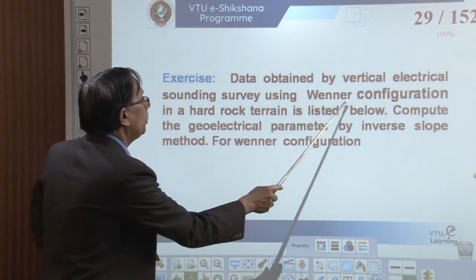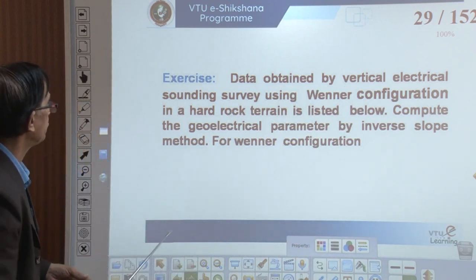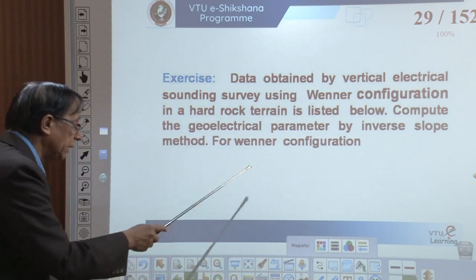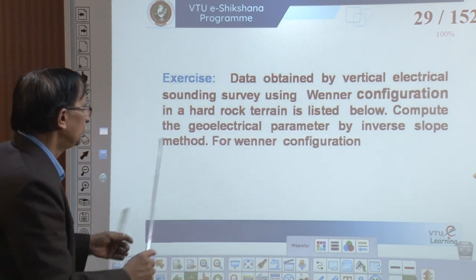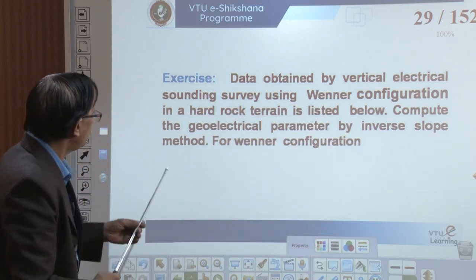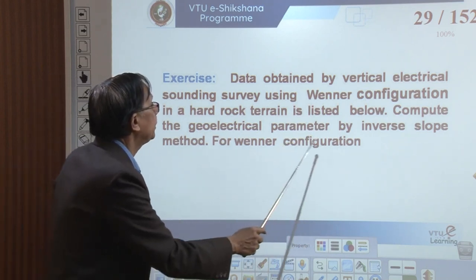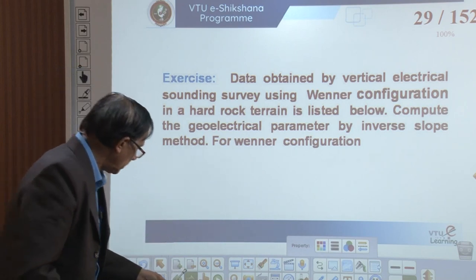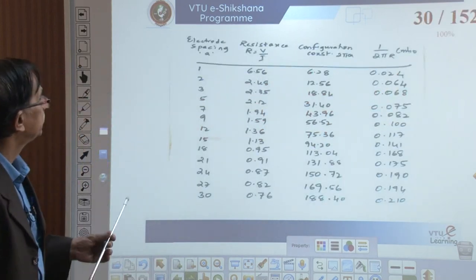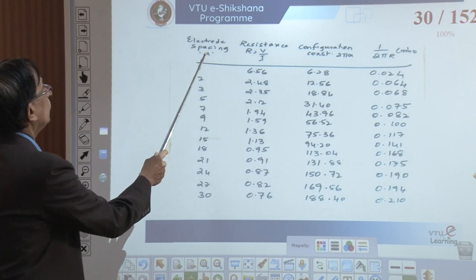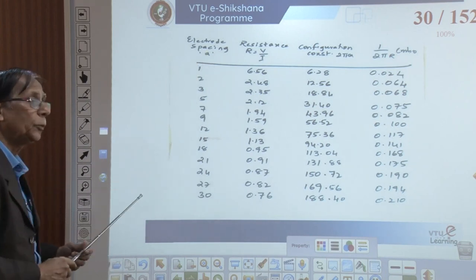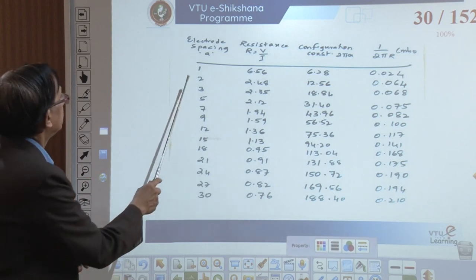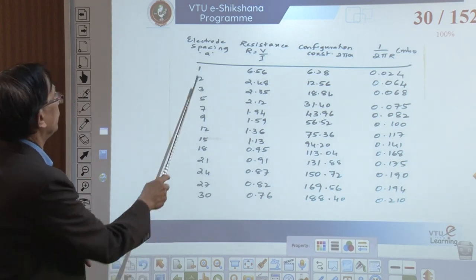This is the data obtained from the Wenner configuration, and this data was obtained in a hard rock terrain. The data is listed below. Using this data, we have to compute the geoelectrical parameters by the inverse slope method. What exactly do we do? These are the electrode spacings. We know in the Wenner method the spacing is equidistant; these are all what we call A.